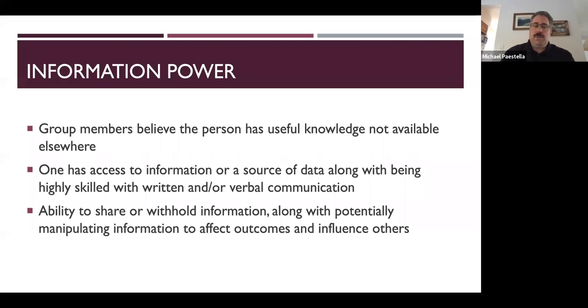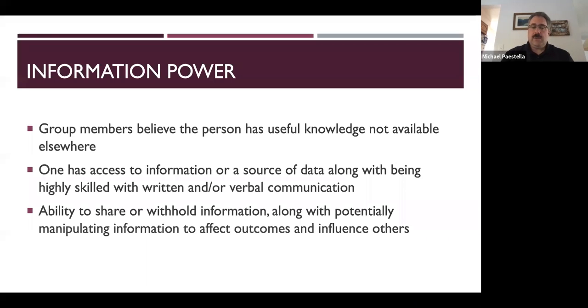Now, another positional source of power is information. And this is one that was a newer add. So originally, French and Raven had 5 sources of power, the ones that we've already covered, and then the personal ones, which we're going to get to. Information power was added later on.